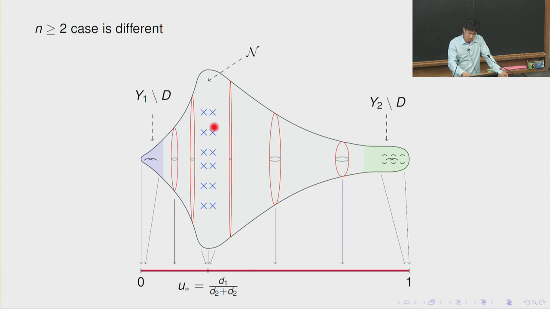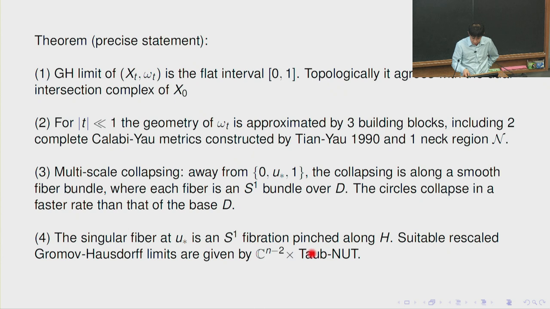But now, if you choose your base point to be this blue cross, and you rescale suitably, you will see something which is a product of an n minus two dimensional flat space times Taub-NUT. Topologically, or even in complex geometry, this is just C2. So the whole thing as a complex space is just C^n. There's no algebraic geometry, no interest in algebraic geometry on it.